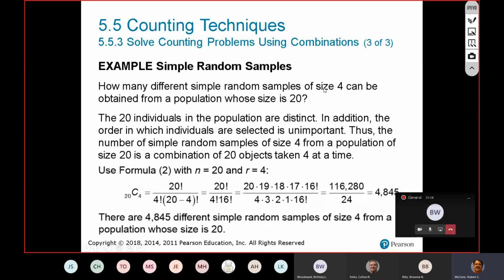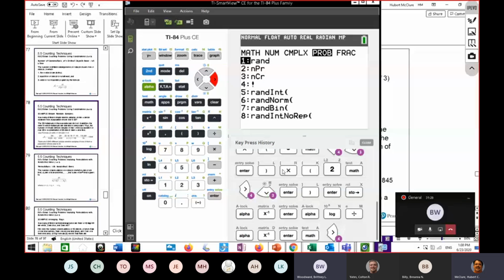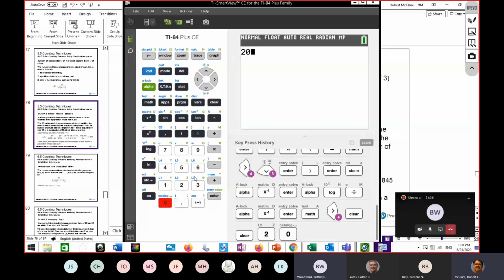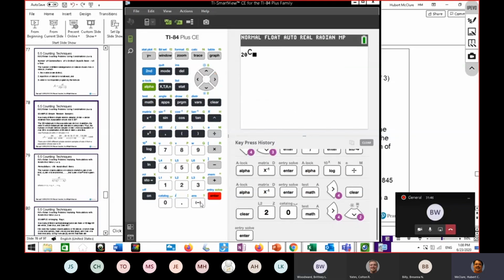So we take our handy dandy calculator. n is going to be 20. That's a given. So I'm going to type in clear, 20, then combination: math, probability, nCr, and 4. And enter. 4,845 different combinations of people, groups of people. Now, it's called counting because you get big numbers from some of these formulas. You're not going to get like 0.2. You're going to get big numbers.